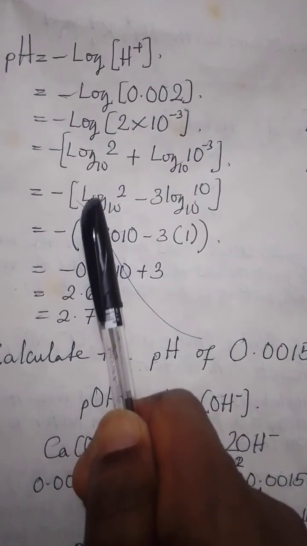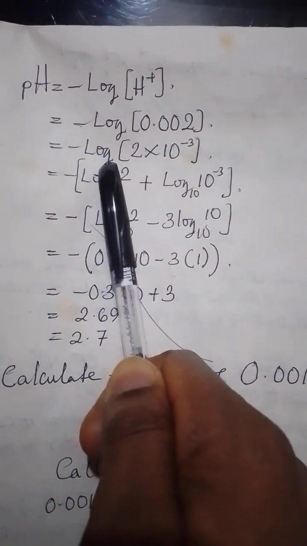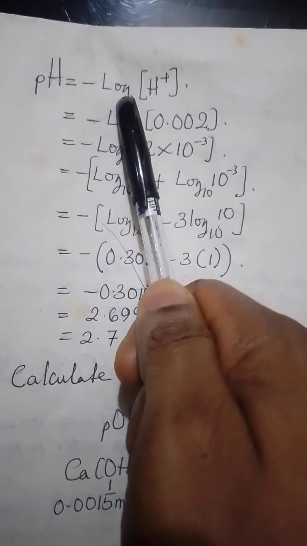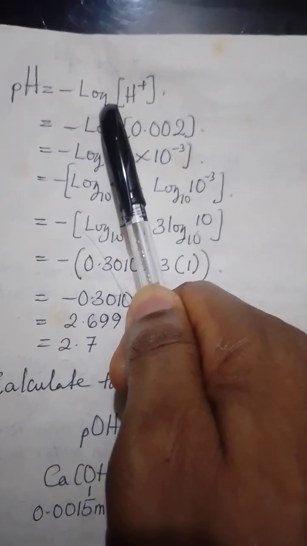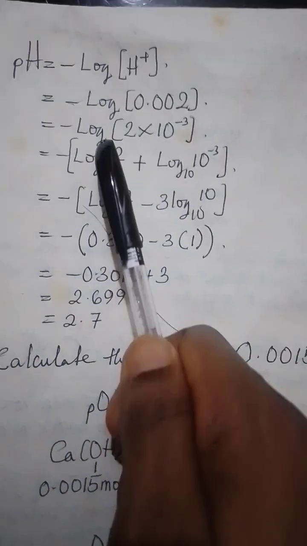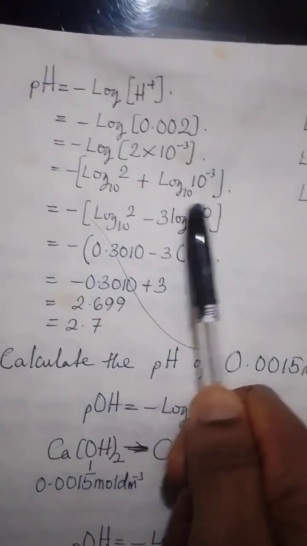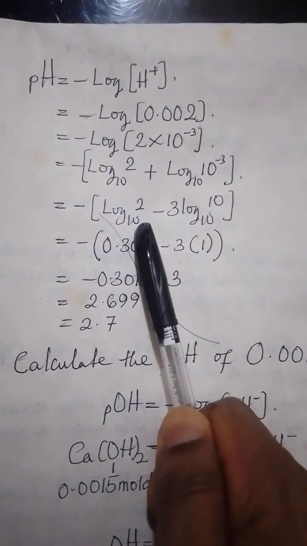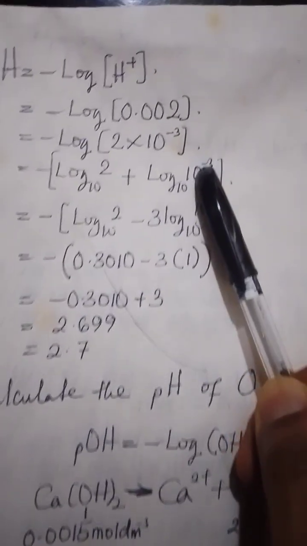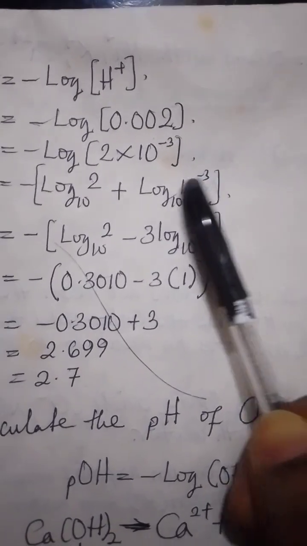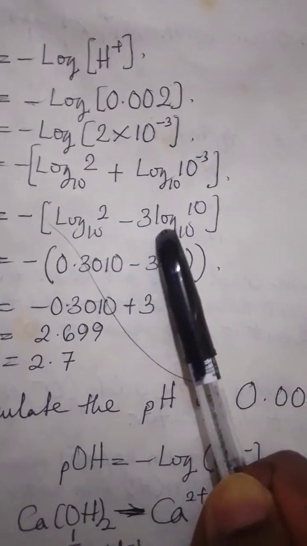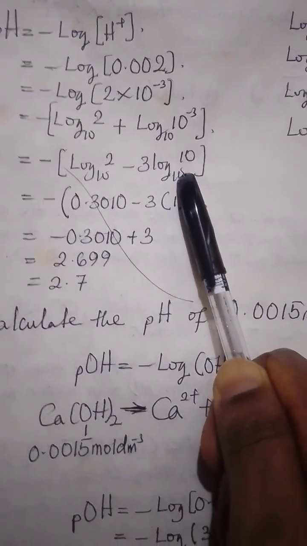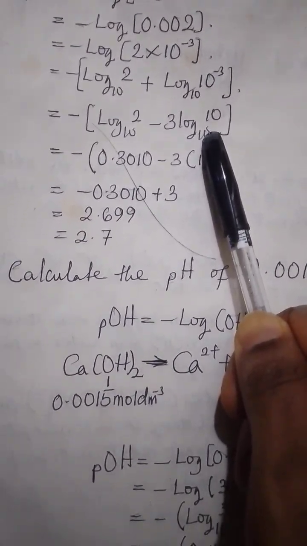Don't forget there's a base here. The base is 10. It's base 10. This log is given with respect to base 10. I introduced the base there to help us understand better. So this will give us log 2 base 10. There's a minus 3 there. The minus 3 comes here to form minus 3 log 10 base 10, applying the law of logarithm.